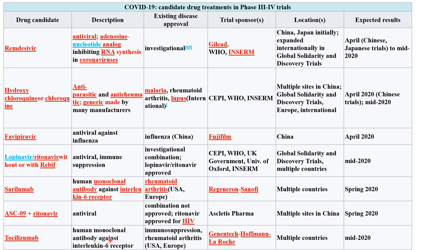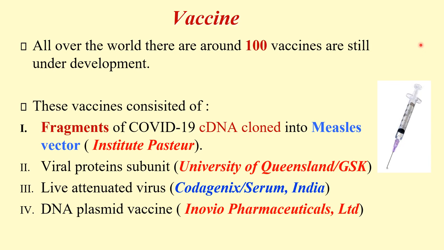As I mentioned, this is a human monoclonal antibody against the interleukin 6 receptor. The trial sponsor is the company Genentech, Hoffmann-La Roche. So this is the sponsoring company for the use of tocilizumab. The clinical trial is conducted in multiple countries, and we are hoping to get the expected results in mid-2020.